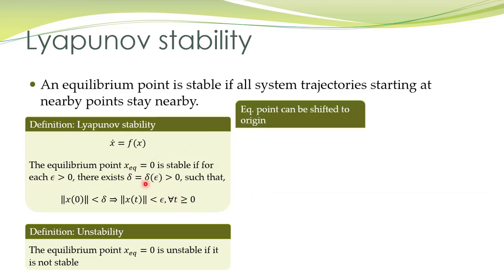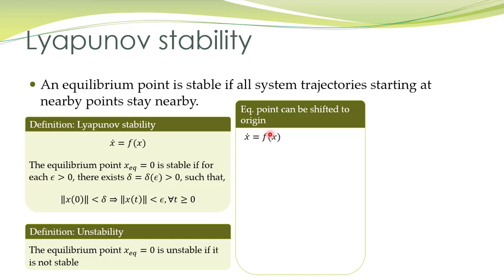Another very important point is that in this definition of Lyapunov stability, we have talked about the equilibrium point at origin. If the equilibrium point is not at origin, we can define a state transformation that will bring the equilibrium point at origin. So this does not cause any loss of generality.